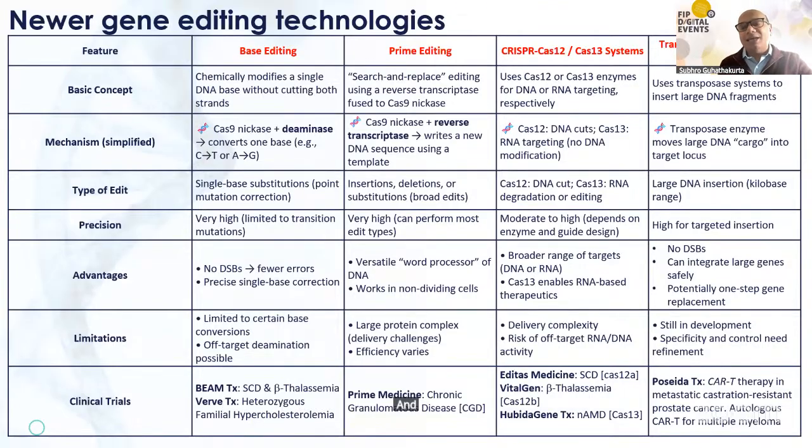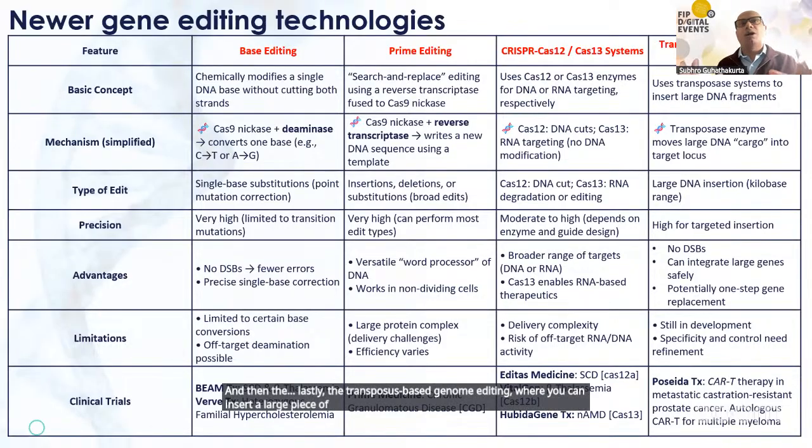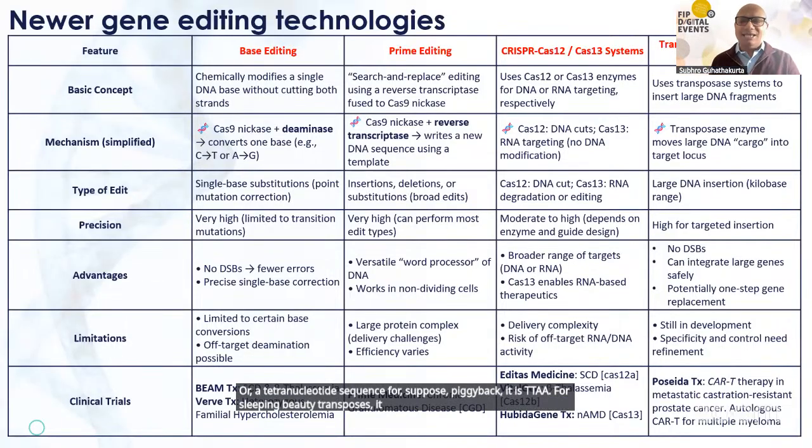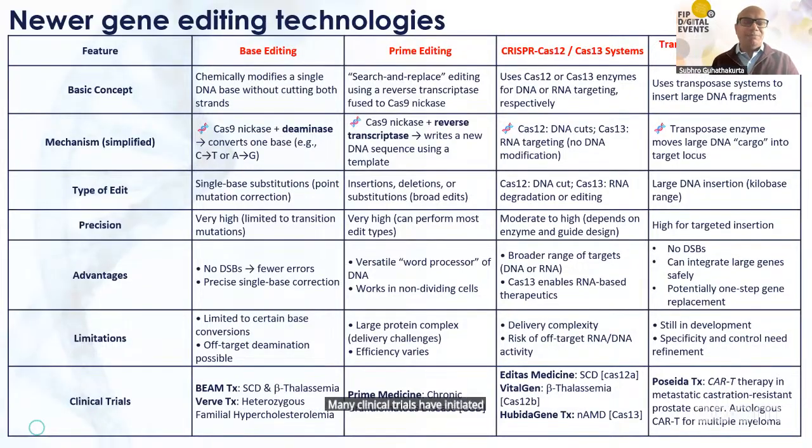And then lastly, transposase-based genome editing, where you can insert a large piece of genomic DNA, or a gene-size insert, into a specified sequence, or a tetranucleotide sequence. For example, for PiggyBac, it is TTAA. For the Sleeping Beauty transposase, it can go at a TA site, and you can introduce a whole large sequence in the genome. Many clinical trials have been initiated for this, for base editing.